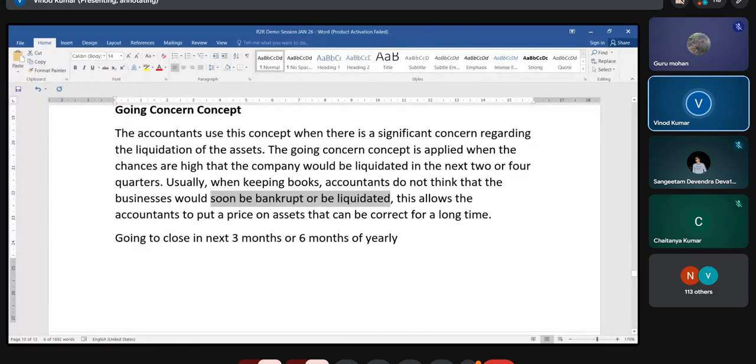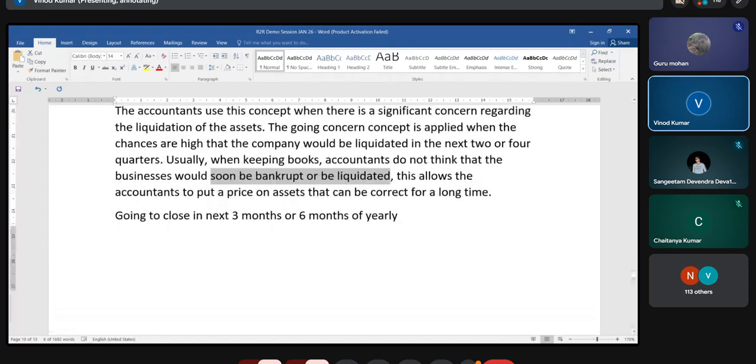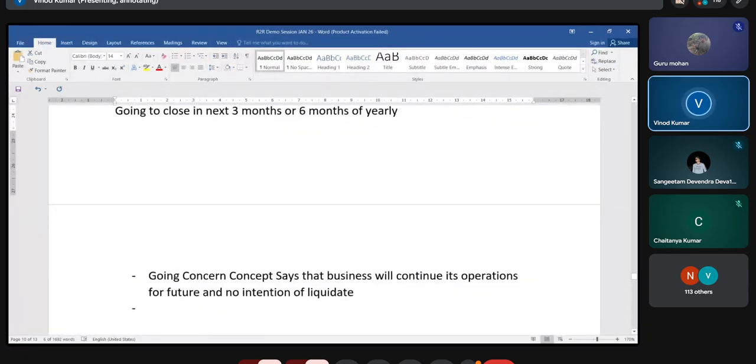Okay, so in simple words, the going concern concept mainly focuses on the business continuing its operations for the future and not liquidating in the near term. This is called the going concern concept, guys. Okay, just for your knowledge, guys.